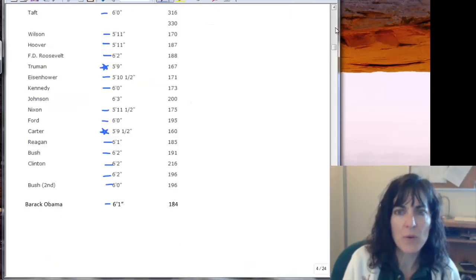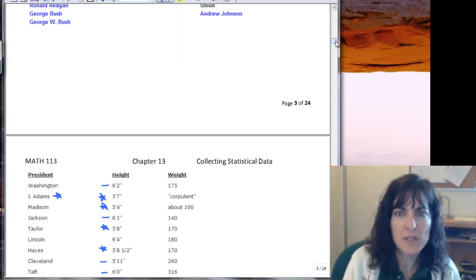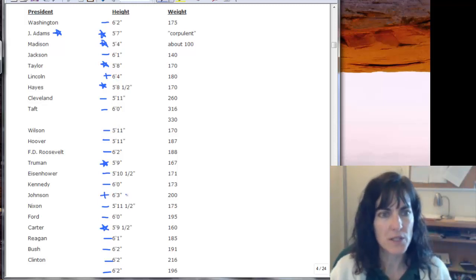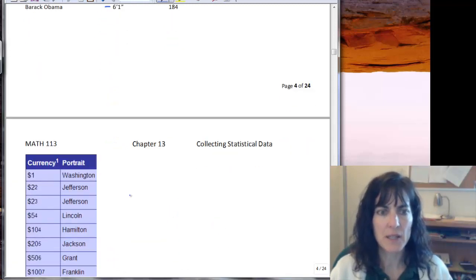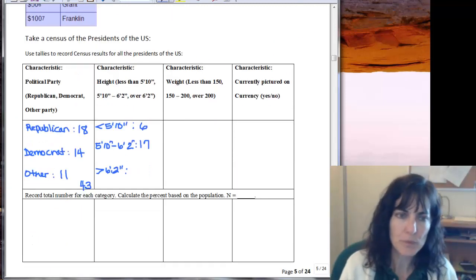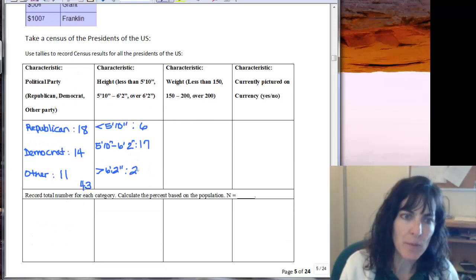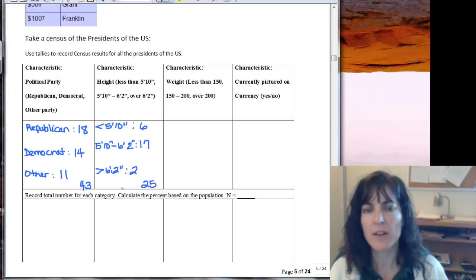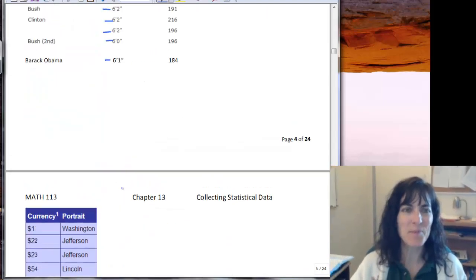And then we want to know the ones who are over 6'2", and I think we have 2 of those. And so maybe I'll put a plus by them. So Lincoln was one that was really tall, and Johnson. So 2 of them that are over 6'2", and that's it. So that's 17, 18, 19, 25. So I have 25 that I've got accounted for here, which isn't all of them.